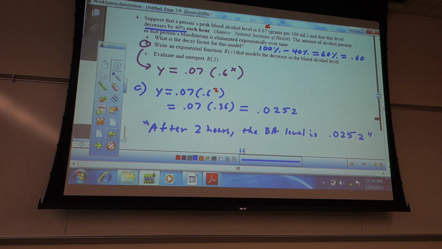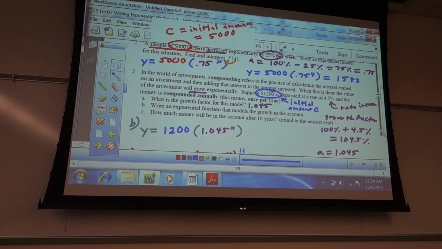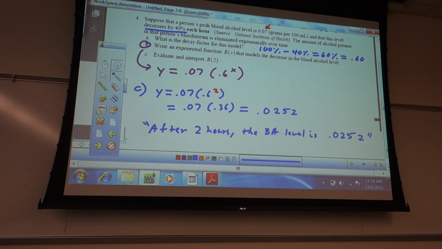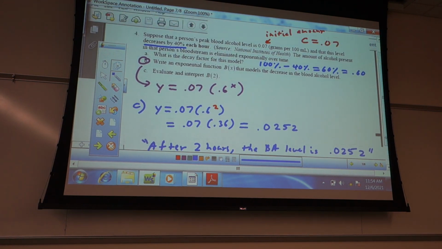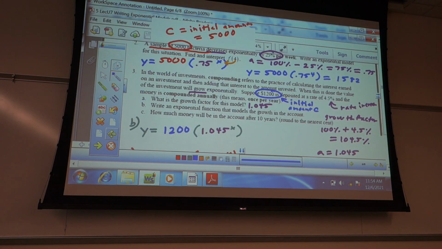I forgot to do that in the last one. Let's look at the last one. Did they ask us to interpret this one? No, they said how much money will be in the account. Okay. Oh, 1 and 2 we're supposed to interpret. Sorry, my bad. So number 1, right, we are supposed to interpret this one.